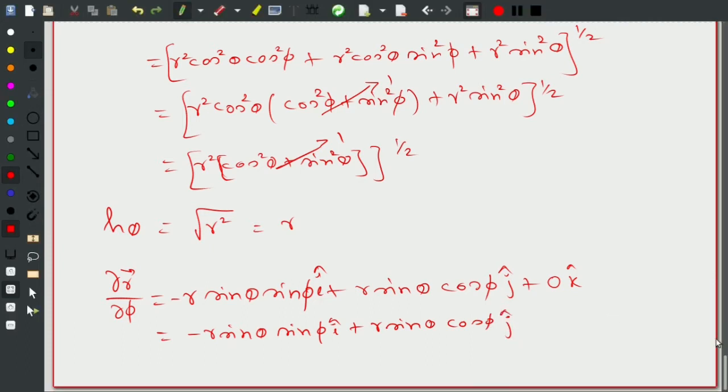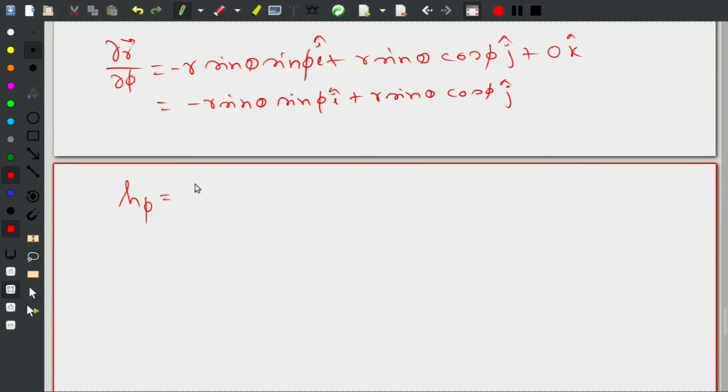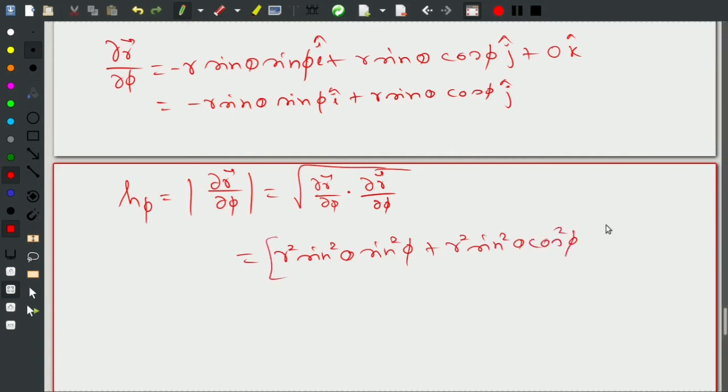So to proceed further, what we have to do next is find this scaling factor h_φ. Okay, so this h_φ is nothing but the modulus of ∂r vector divided by ∂φ, which is nothing but the root of ∂r vector divided by ∂φ dotted with ∂r vector divided by ∂φ. So we have r² sin²θ sin²φ plus r² sin²θ cos²φ, right? So we also have a root outside. So from this we can take r² sin²θ as common.